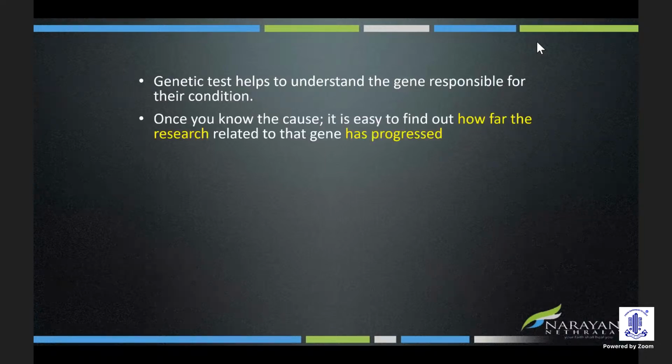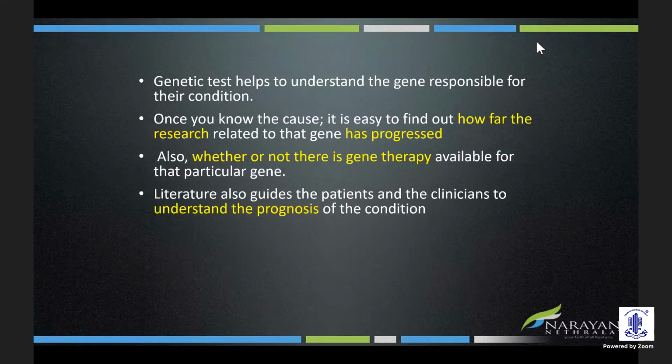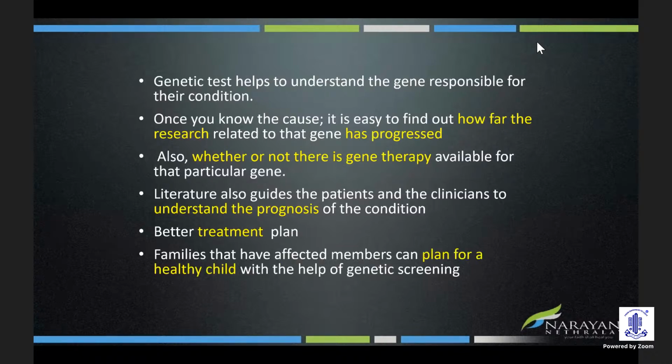So, once you know the cause, it's easy to find out how far the research related to that gene has progressed and also whether or not gene therapy is available for that particular gene. And literature also guides the patient and clinician to understand the prognosis, as I was explaining with the achromatopsia and Stargardt cases, in a better way. And families, as I explained in the RP, definitely can plan for a healthy child with the help of genetic testing.